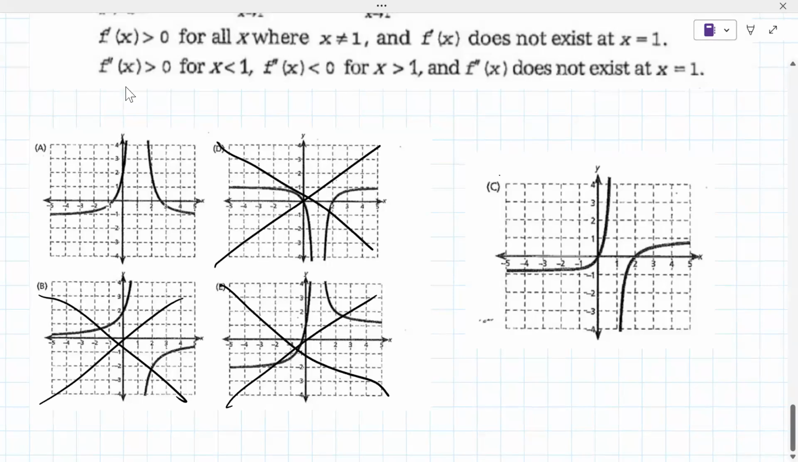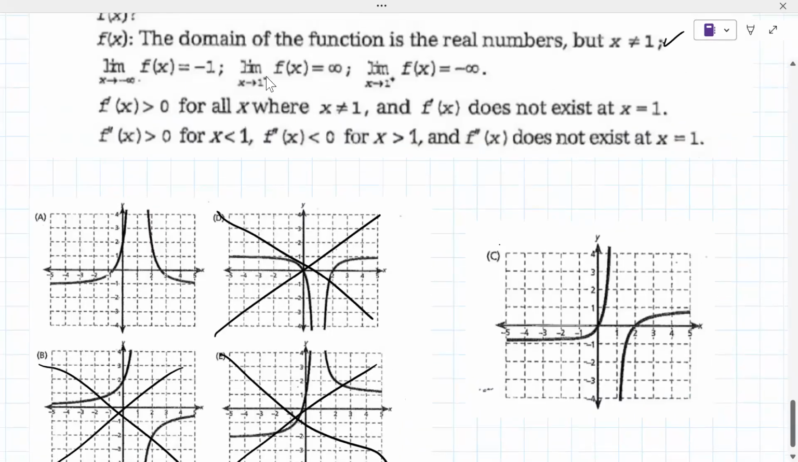Okay. The next thing here says, as you go to 1 from the left, it goes to infinity. So it's C. All right. Good job on that.